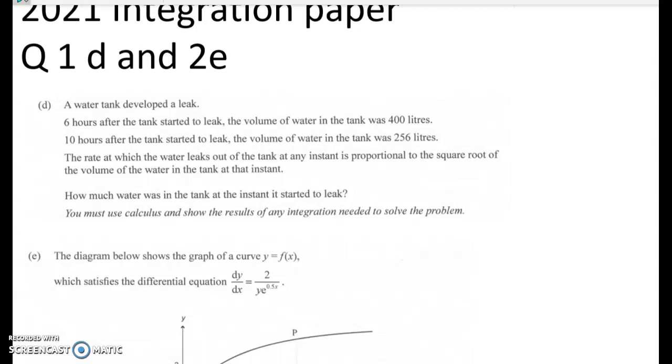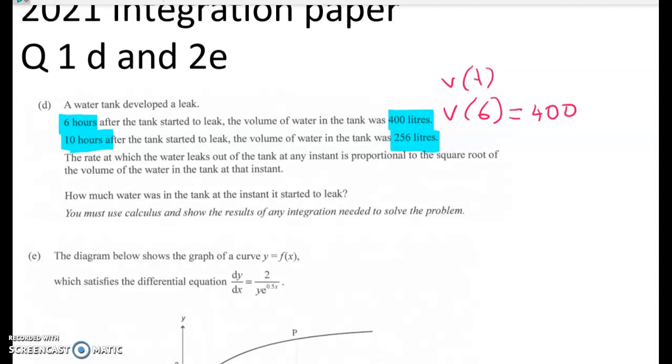So we've got a water tank that developed a leak. 6 hours after it started to leak, the volume was 400 litres. So we know that V at 6 is equal to 400, and we're working with a function volume depending on time. And secondly, we're told that after 10 hours after the leak started, the volume was 256 litres. We have to form a differential equation from this information here.